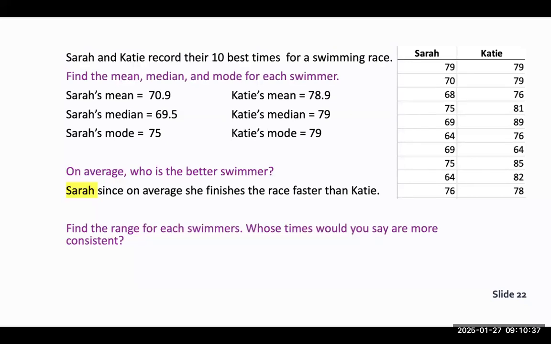Okay, find the range for each swimmer. And whose times would you say are more consistent? So pause the video and see if you can find the range. Sarah's range is 15, while Katie's range is 25. So it turns out Sarah is more consistent, because the spread between Sarah's times is 15 seconds, while the spread between Katie's times is 25 seconds. So you can see Sarah tends to swim around the same times, a little more consistent with her times than Katie is.